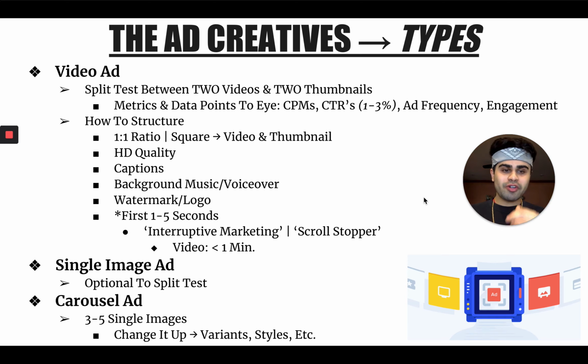You also want to make sure you have captions throughout your video. It doesn't have to be literally every second, but here and there you have some sort of captions talking about the product, depending on what kind of product it is, right? If it's a problem-solving product or a convenience product, you want to talk about what the product does, the features and the benefits. Another thing is background music and voiceover. You want to have some sort of background music or voiceover.